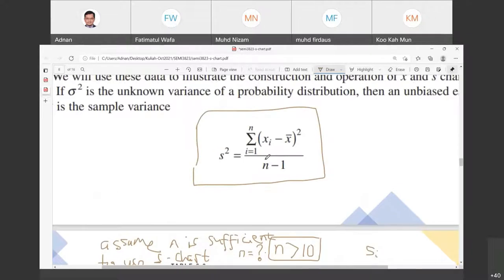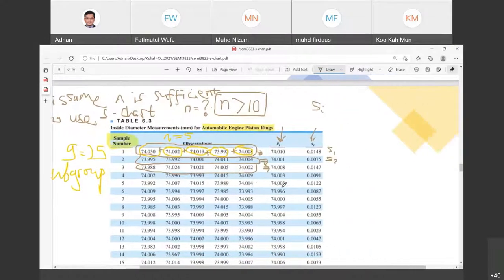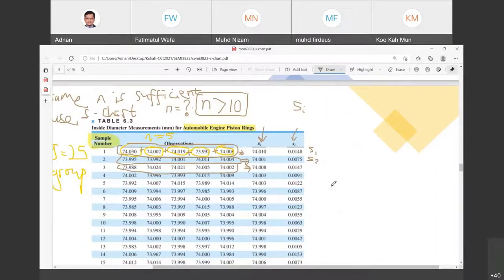So S is coming from here, which is the observed value for every one, minus X bar, squared, summation of those, divided by n minus 1. So what you do is, in this case, you already have this number, 74. The S1, I'm referring to the first number, I'm referring to this. S1 equals 74.03 minus the average here, 74.01.